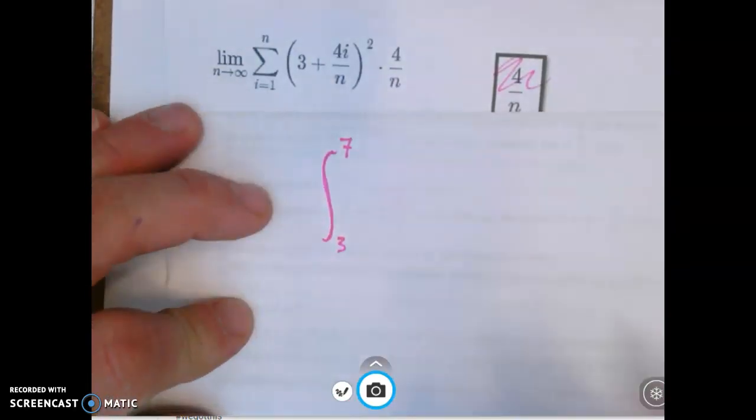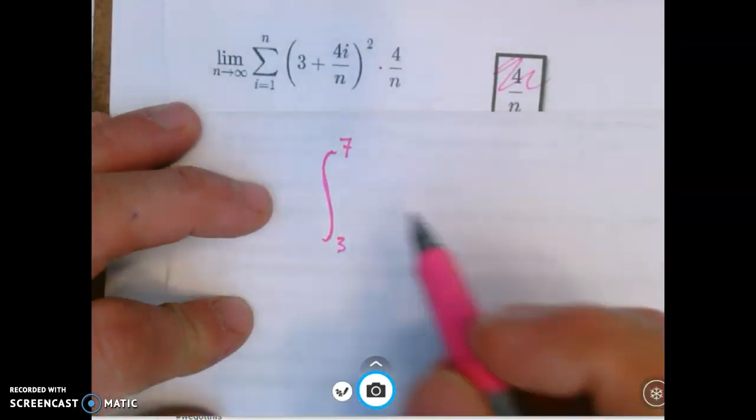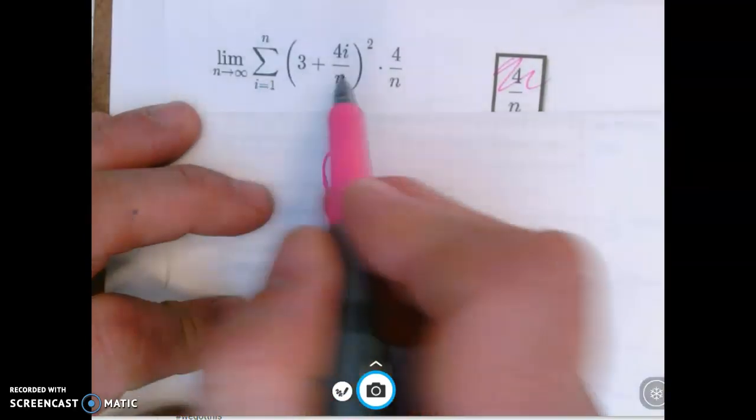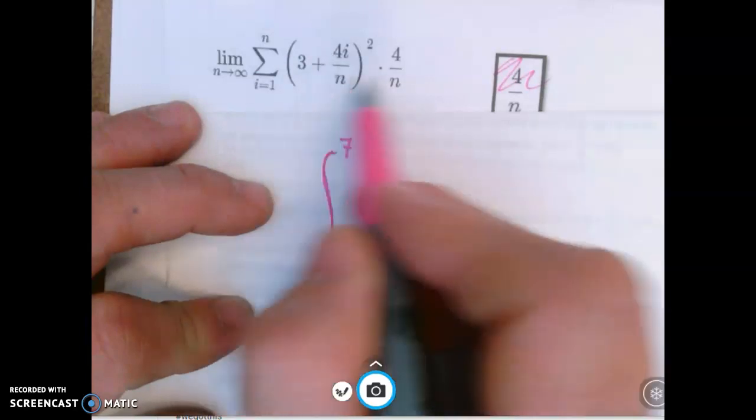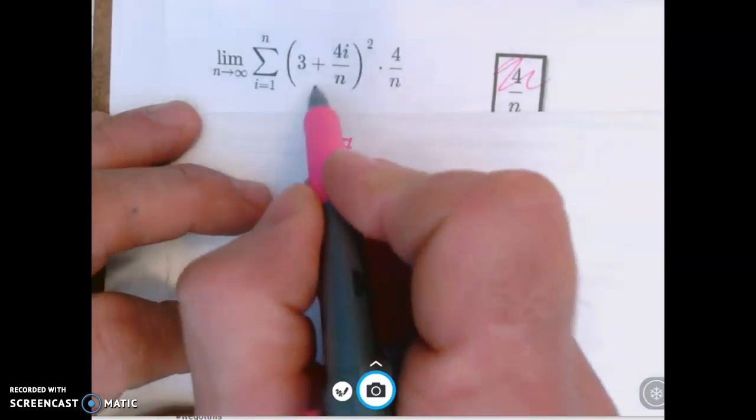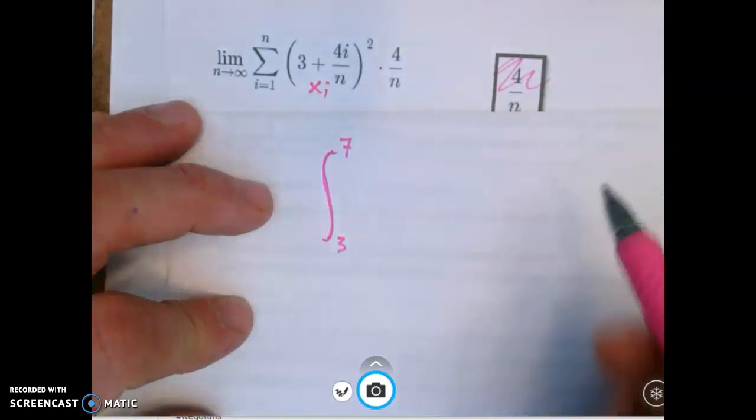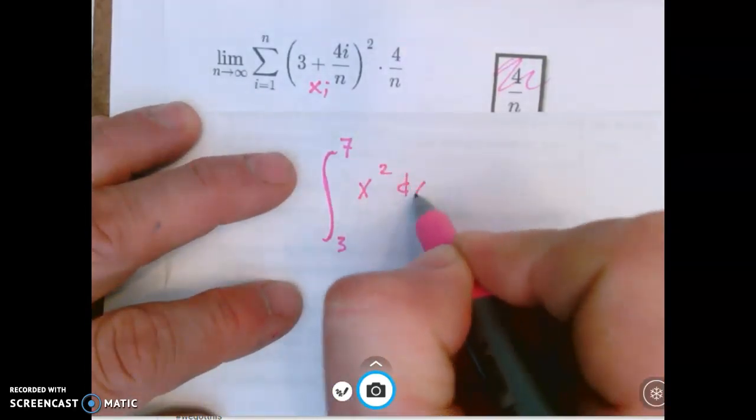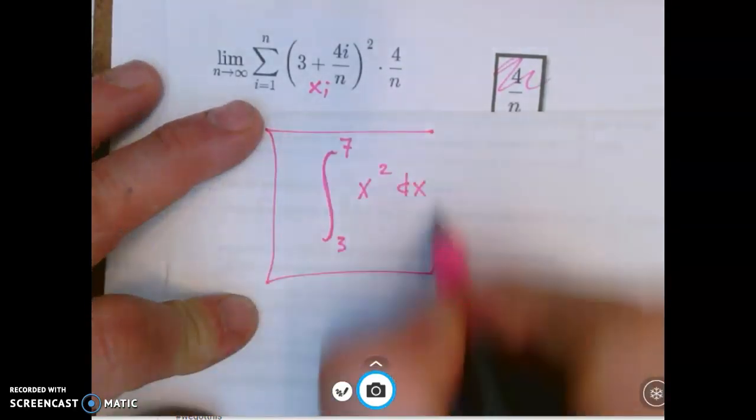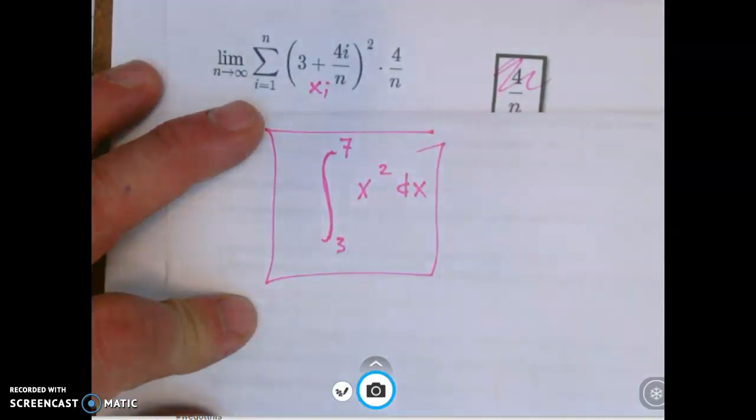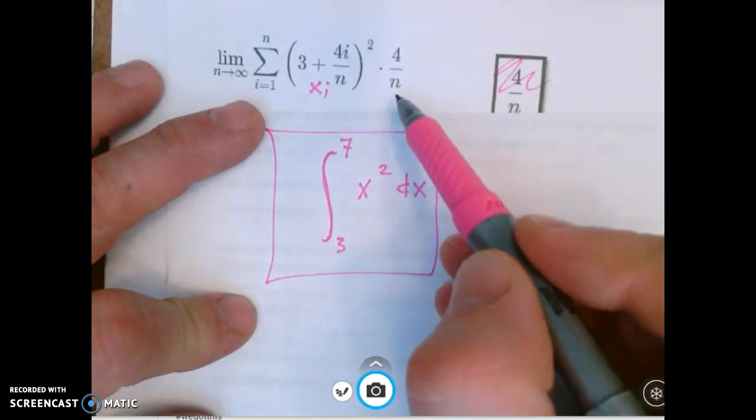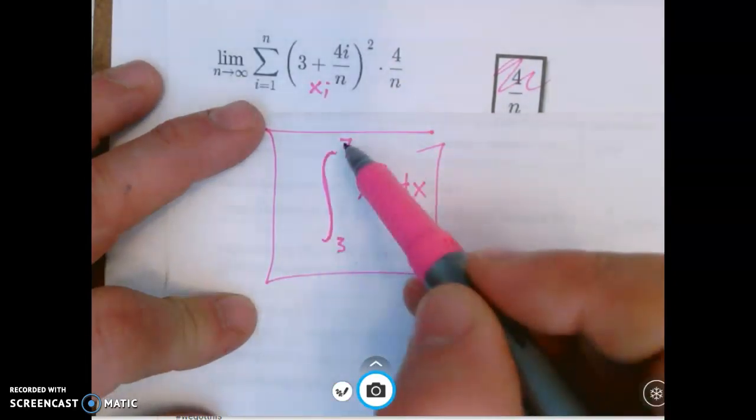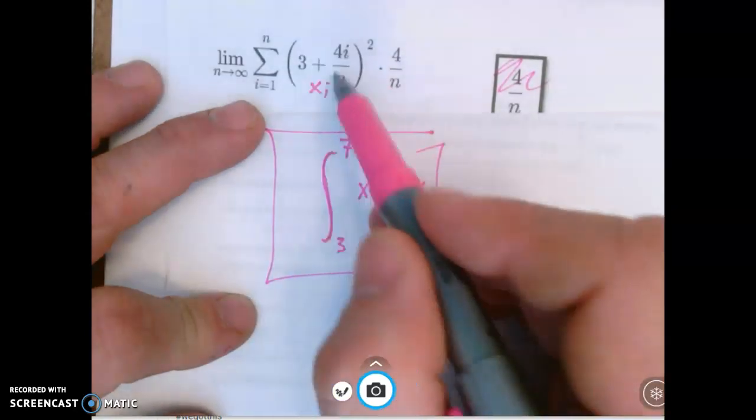We then know that our function is this number 3, which is our starting value anyway, so we're good, plus delta x, which is 4 over n times i. This is simply my x sub i term. So this function is x squared dx. Don't forget the dx. And that's your solution. So we have our delta x of 4 over n always. We have our starting value 3, this becomes 7, and then this is simply x sub i squared.